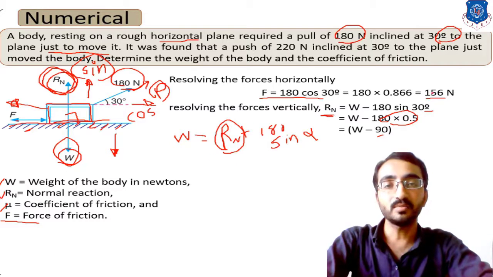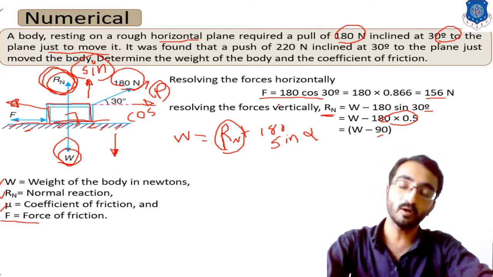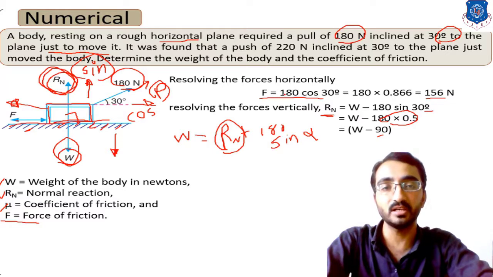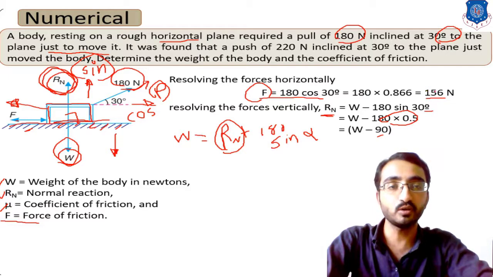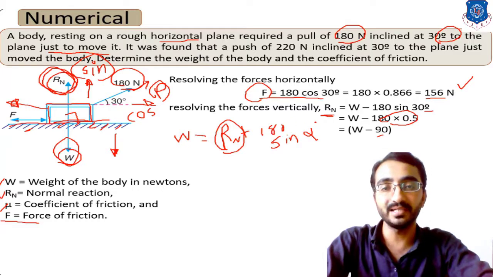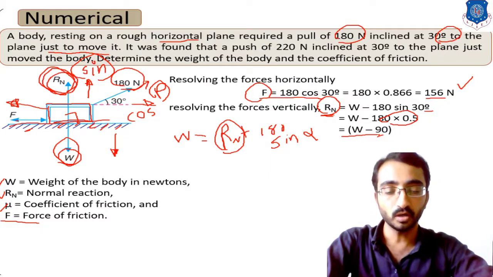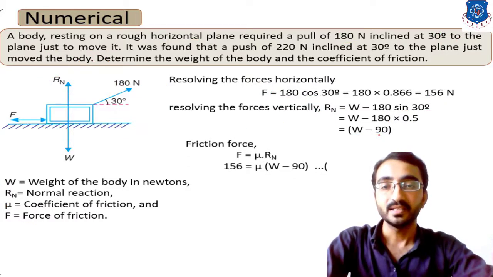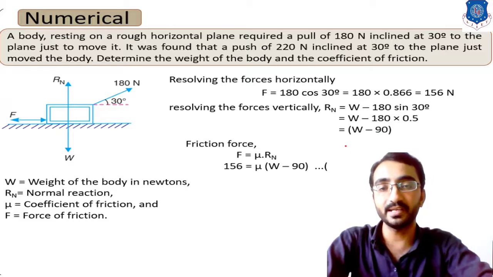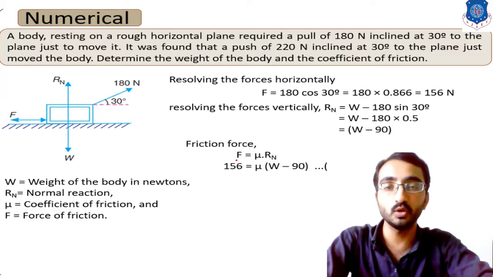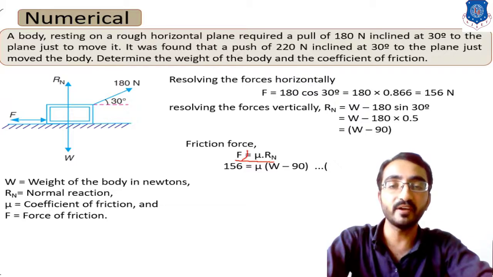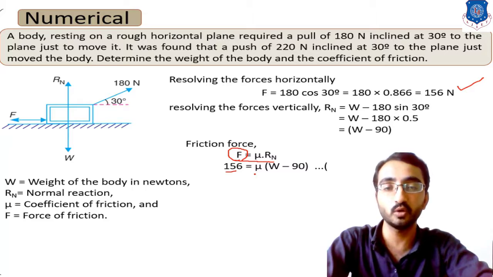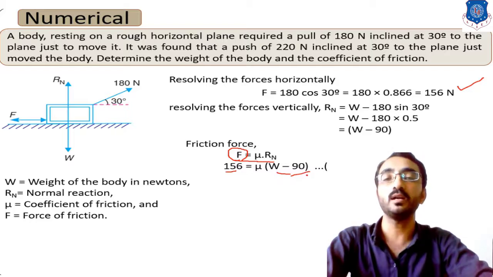Okay, so now from this equilibrium condition we have obtained two relations. First one, that frictional force F is equal to 156 Newton, and the vertical component, that is reaction force Rn, is equal to W minus 90. Okay, so now let's consider the third component, that is frictional force. Now we have a simple relation, frictional force F is equal to mu into Rn. So if we put the value of F from the first equation, that is 156 Newton, over here 156 is equal to mu into Rn, which is W minus 90. So this one is your equation number 1.